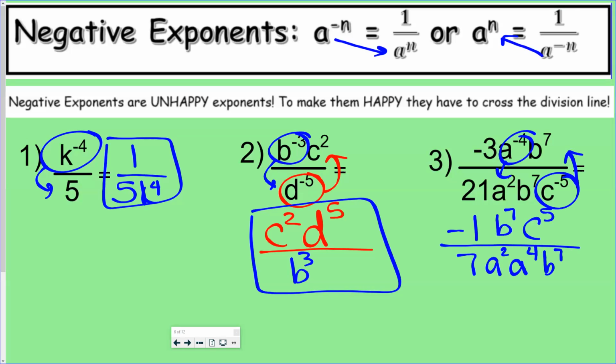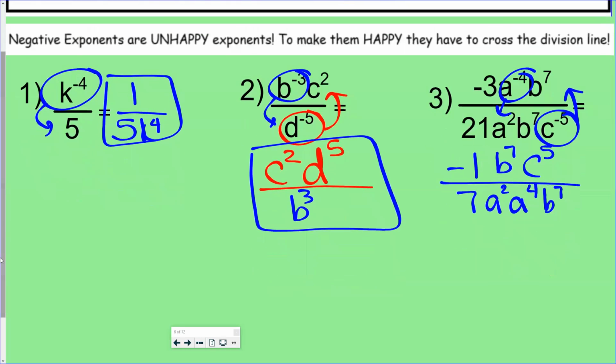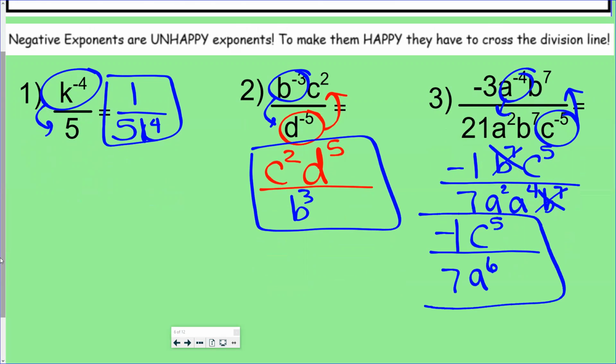So at this point, now I need to look to see, does anything simplify? Do I have more than one letter? Well, I have multiple A's on the bottom. So A2 plus A4 gives me A6 on the bottom. B7 and B7, I see it both on top and the bottom. They cancel out, so I don't have any more B's. My C's I don't have multiple of, so that's going to stay on top. And I can leave this with the negative 1 on top as well.